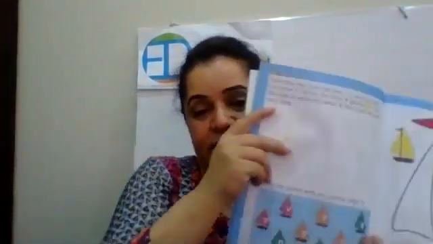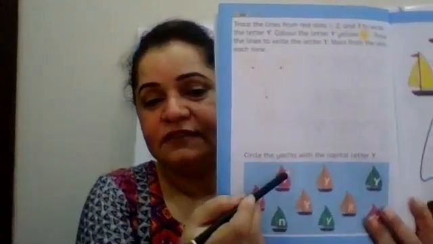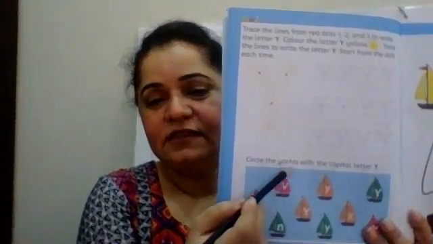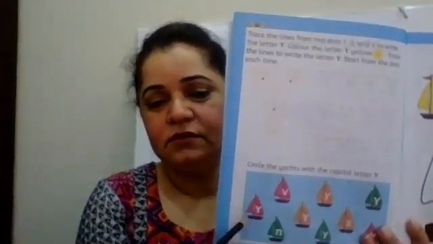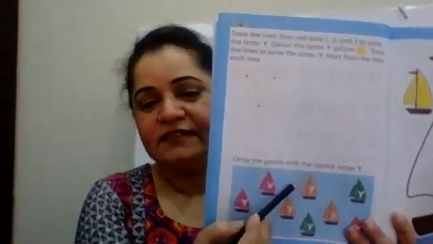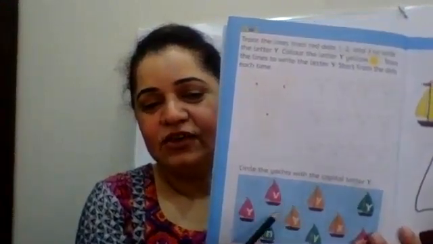So what you're going to do is circle those yachts. All the yachts, right? Like this. Circle. Yes, like this. Now circle the other one. Yes, that's great. That's lovely. Good.